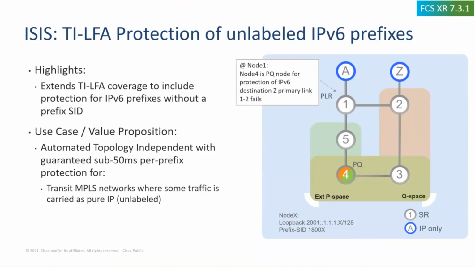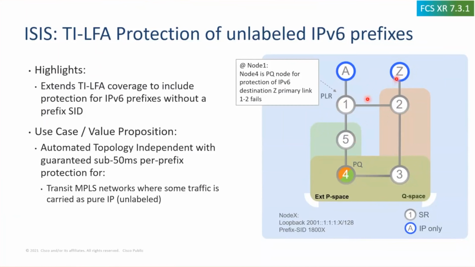So if you look at the topology on the right hand side, we have some destinations like Z that are IPv6 addresses advertised in ISIS v6 that do not have a prefix SID, so they're not coming from a segment routing enabled route. But the routers below, from 1 through 5, are segment routing enabled. In this case, we would like to look at the programming on router number 1 for protecting traffic going to Z. The primary interface to go to Z will be via the interface to 2.